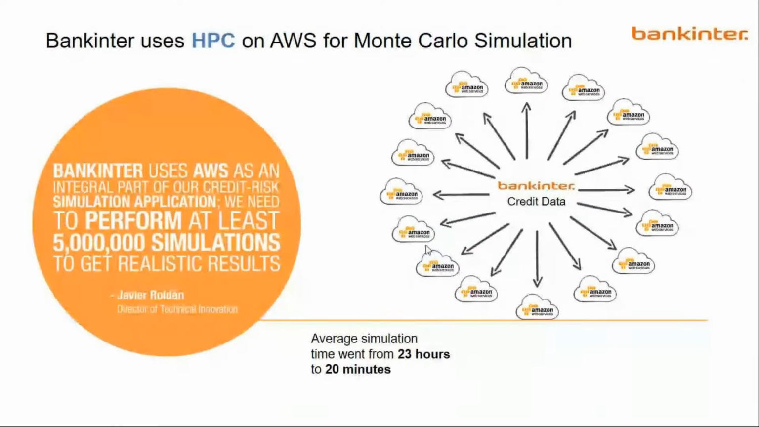So Bank Inter uses credit card data for a simulation purpose. Their director of technical innovation has written a message that Bank Inter uses AWS as an integral part of their credit risk simulation application. So we need to perform at least 50 lakh simulations to get a realistic result. So average simulation time went from 23 to 20 minutes.